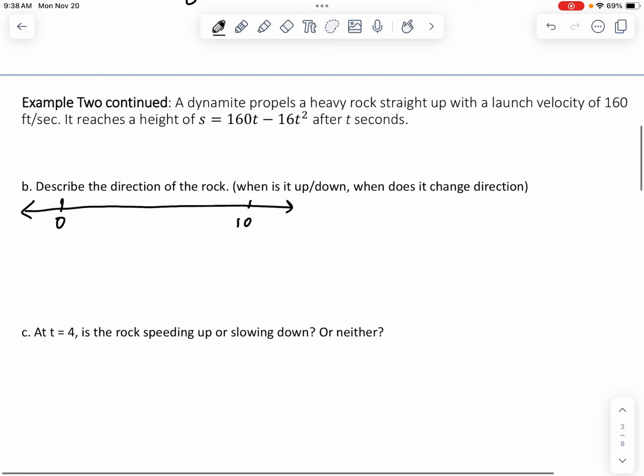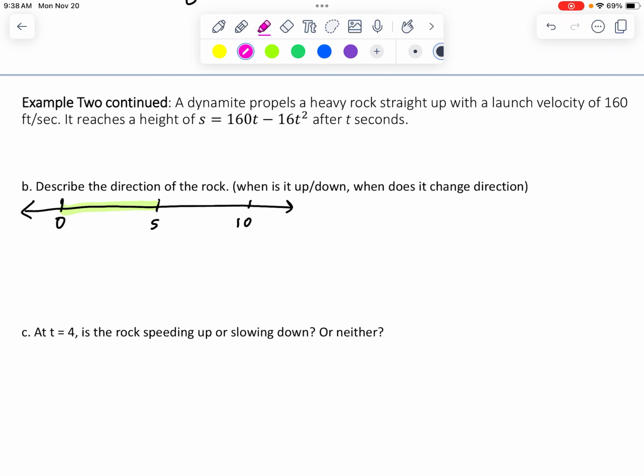And so if I want to describe the direction of the rock, one essential piece of information I need to know is that the rock can only switch direction when it's at rest, because you can't just switch direction. You have to pause for even a millisecond to switch direction. And so the only time it could switch direction is at t equals 5. And so these are going to be my intervals. This interval right here is either going to be positive or negative throughout the whole interval. This interval right here is either going to be positive or negative throughout the whole interval. But it's not going to switch within those intervals, because based on the last thing we did, we know that there's no other time in this situation where the velocity equals 0.